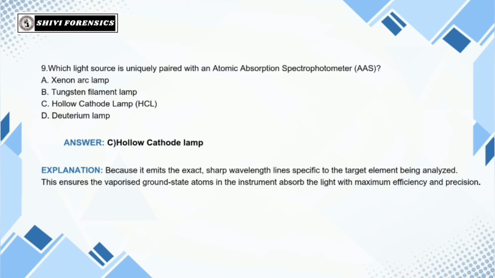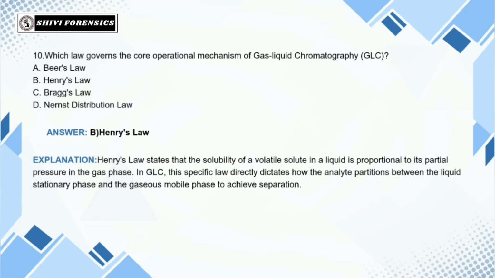Ninth question. Which light source is uniquely paired with an atomic absorption spectrophotometer? And the answer is hollow-cathode lamp, because it emits exact sharp wavelength lines specific to the target being analyzed, and it ensures the vaporized ground state atoms in the instrument absorb the light with maximum efficiency and precision.